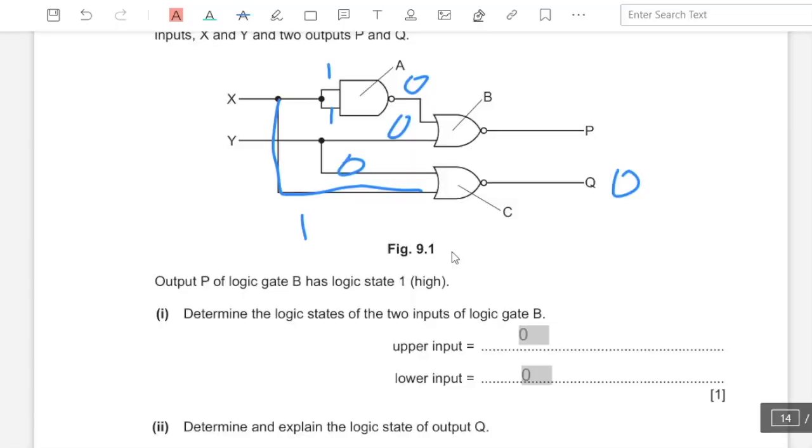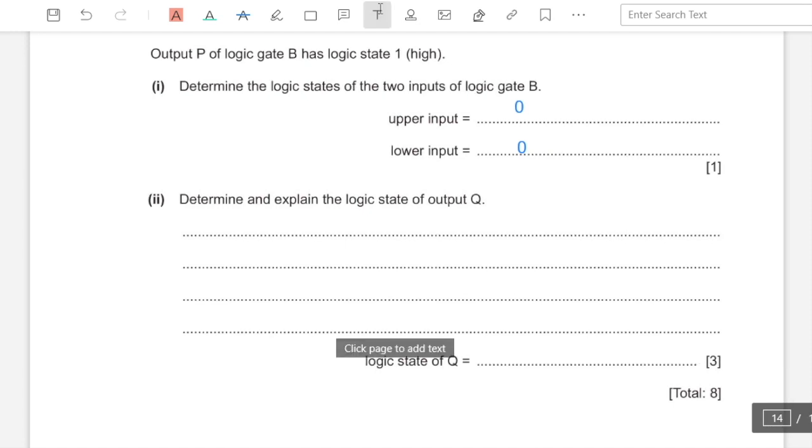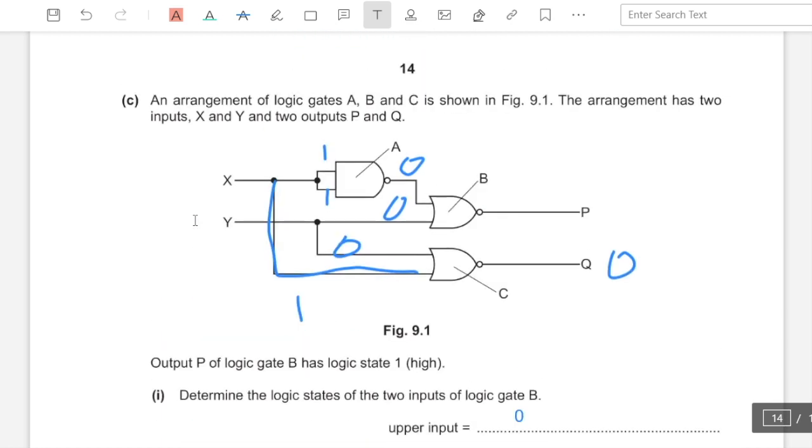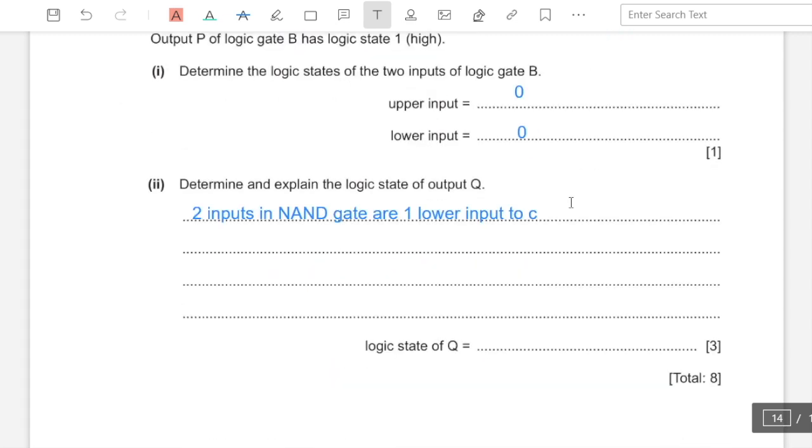And we're supposed to be explaining this, where we have to mention all of the inputs and outputs. So the two inputs in the NAND gate are 1, and the lower input to C, which means this one derived from X, is also 1. So output Q is going to be equal to 0.